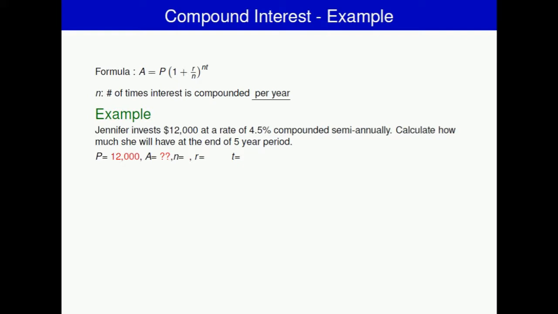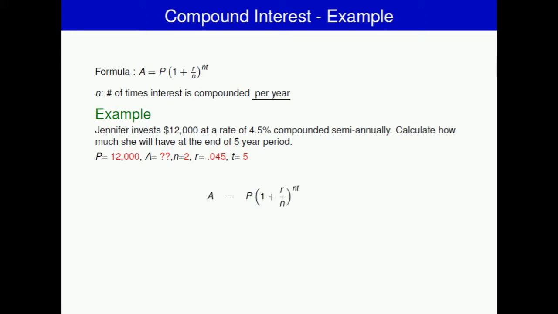N, the number of times the interest is compounded. It says compounded semi-annually. Semi-annually means you're compounding the interest twice a year. There are 2 half years, so twice a year. So N is 2. R, 4.5% means 0.045. T is 5 years.